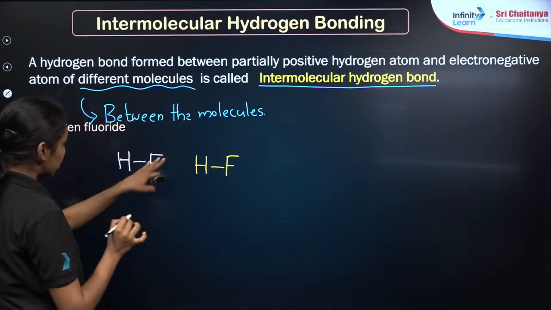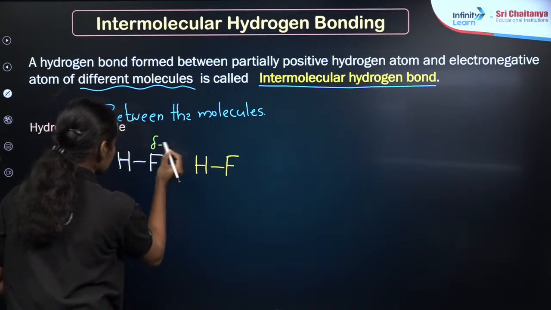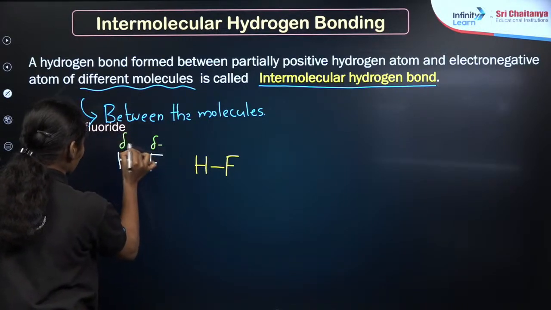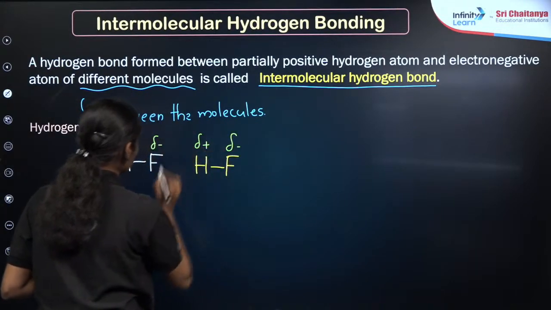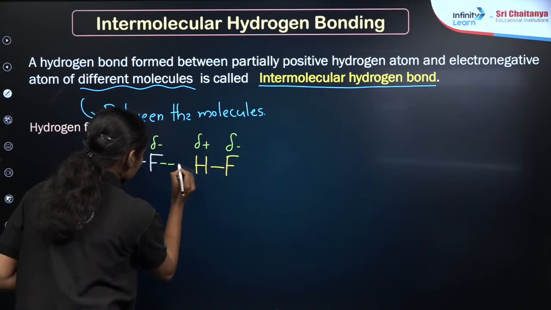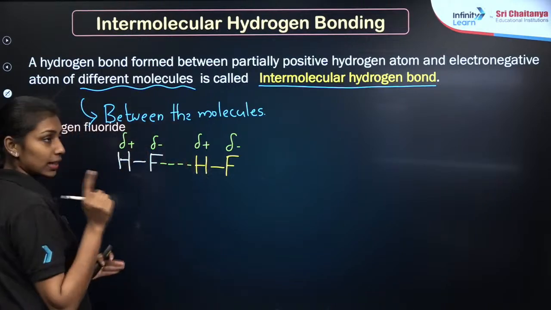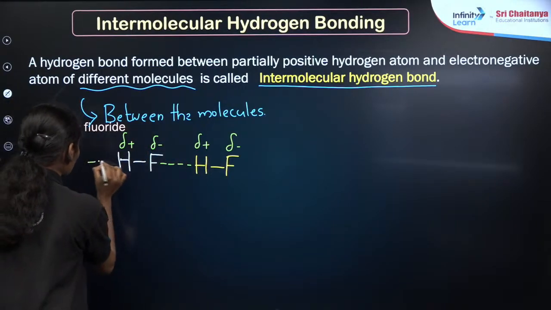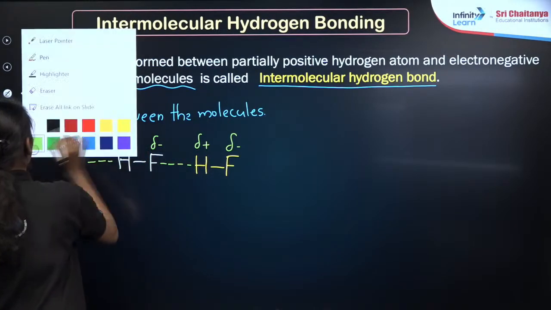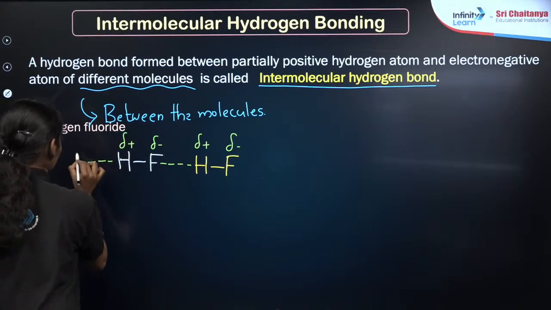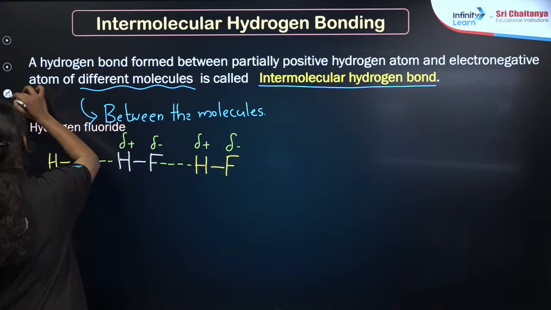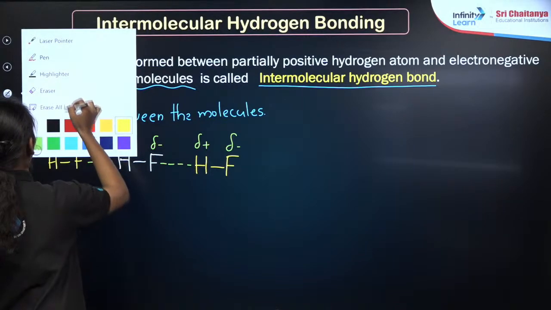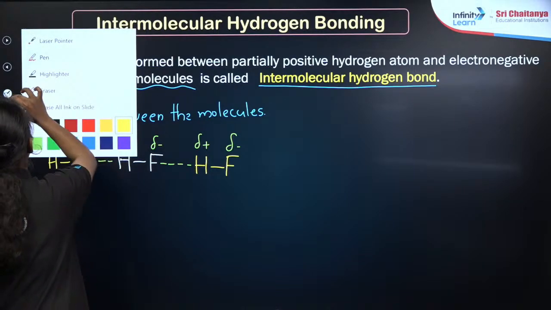Due to the electronegativity difference, fluorine acquires a delta negative charge. Here it is delta positive and here it is delta negative, right? So a bond is existing between these fluorine and hydrogen atoms, right? Similarly, if I am taking one more bond here also, you can see that a bond is forming, I mean hydrogen bonding is forming here.